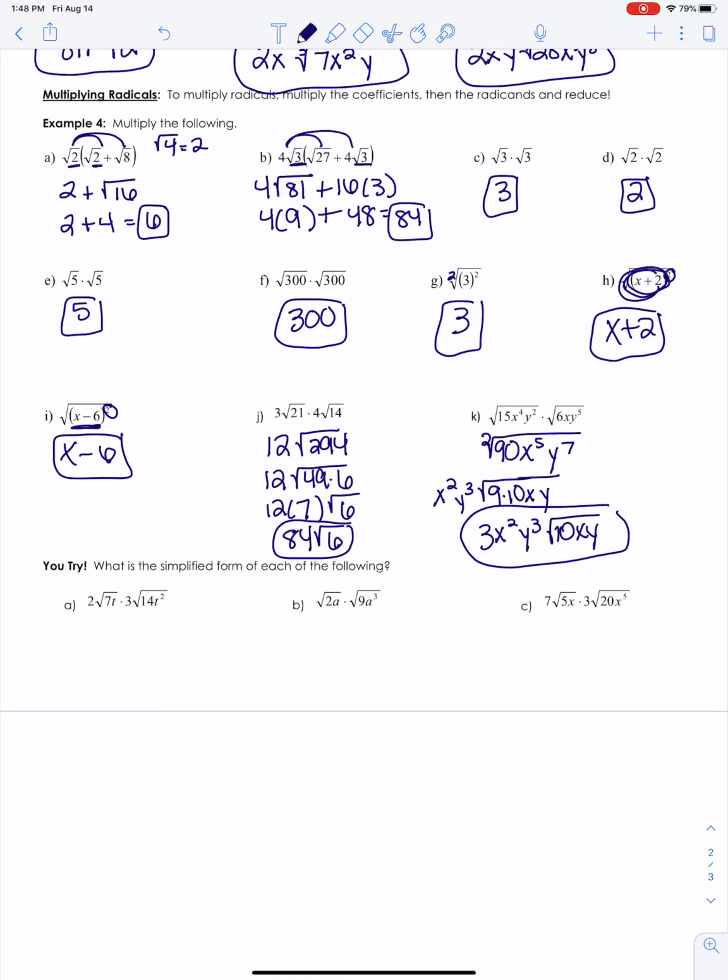Okay? So now we get to the point where you can try. If you want, pause the video and you can try these 3 problems and then play it when you're ready to check your answers.